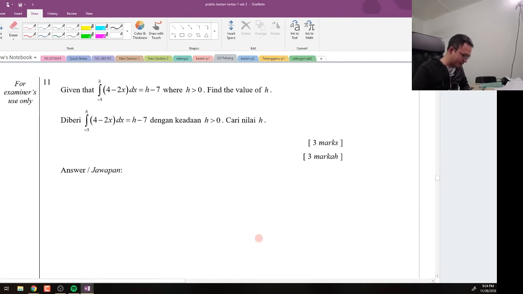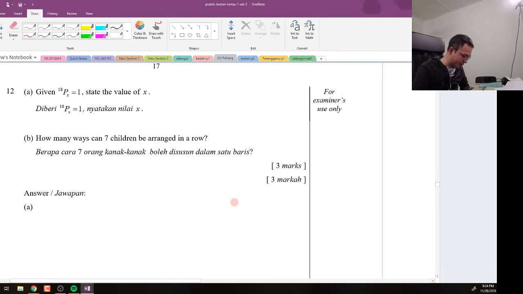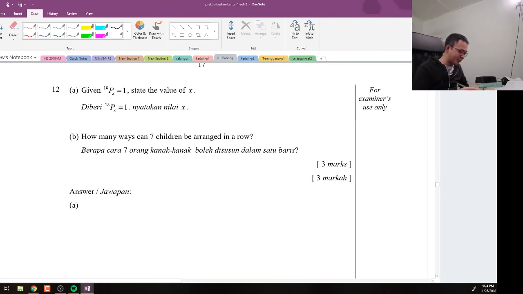So let me scroll through. I remember I still have a few more. Okay, just in case some students do not know what this is. What is the x value here? x is equal to 0. Okay, just 1 mark.